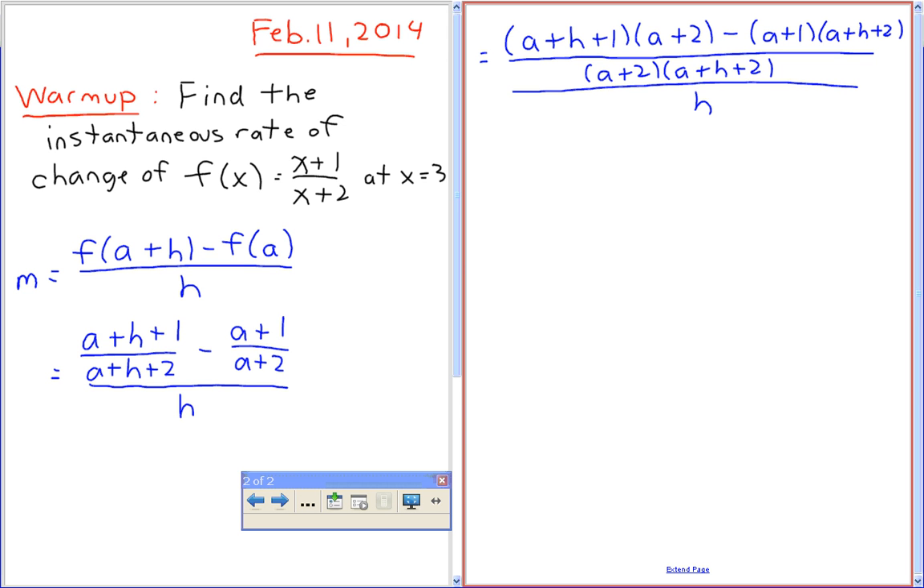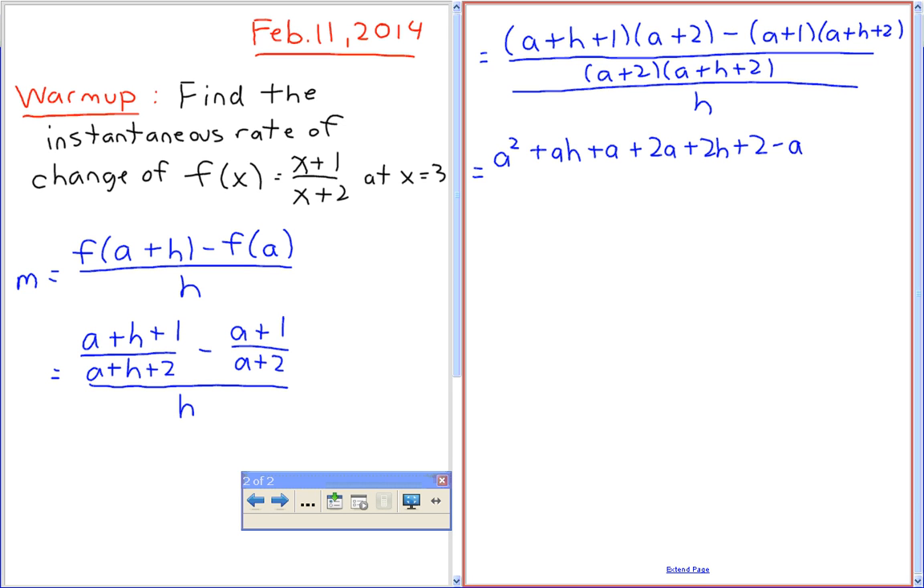Matt, can you show off your foiling skills to the class, please? Okay, I got A squared plus AH plus A. So you did A squared plus AH, plus 2A, plus AH plus A, plus H, plus 2H plus 2, is that right? I think that's right. I trust you guys can do this. These are all minuses though.